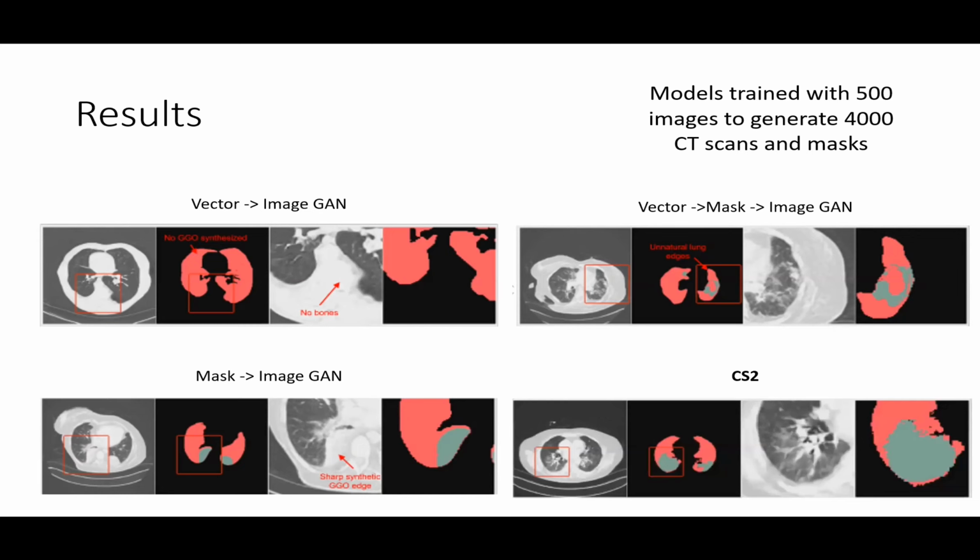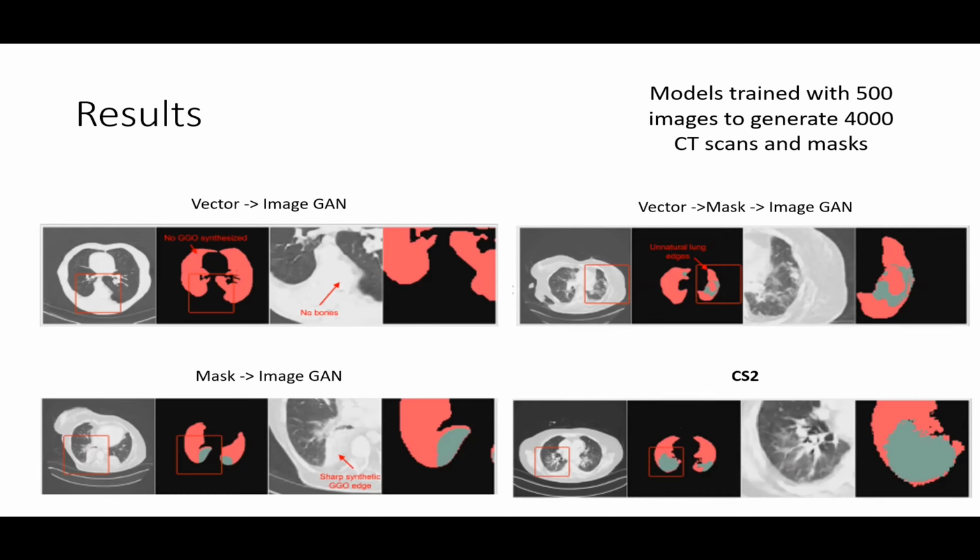But everything seems right on the CS2. The images, the scans, the masks generated are correct by the people that were able to test the results. So they were happy with that. And that's it for the paper. That's all the information we have.